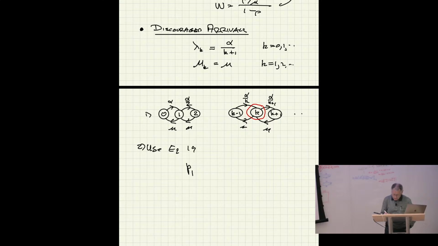This is one way. Second way is this. Namely, I can write down P sub k immediately from equation 19. It's P0 times the product from i equals 0 to k minus 1 of lambda i over mu sub i plus 1. What is lambda i? It's alpha over i plus 1, and mu sub i plus 1 is mu. And when I take that product, I'm going to get the following. I'll get P0 times alpha over mu to the k and a 1 over k factorial. Done. Let's find P0.